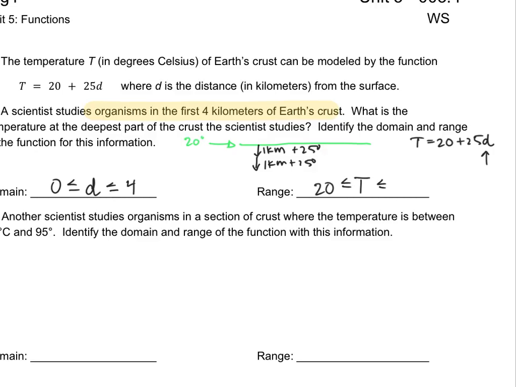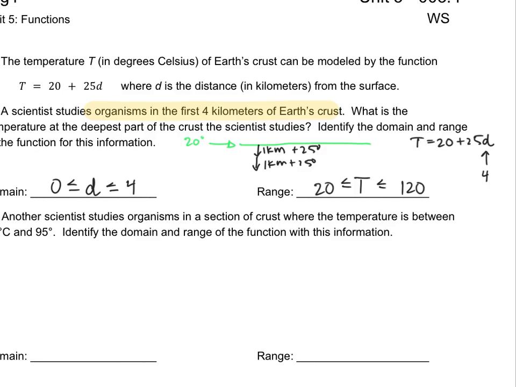Then I would want to figure out what the temperature is if I go all 4 kilometers into the Earth's crust. So I'd replace d with 4. 25 times 4 is 100, plus 20 is 120. So if the scientist is going to study organisms between 0 and 4 kilometers, the scientist could expect the temperature to range between 20 and 120 degrees Celsius.